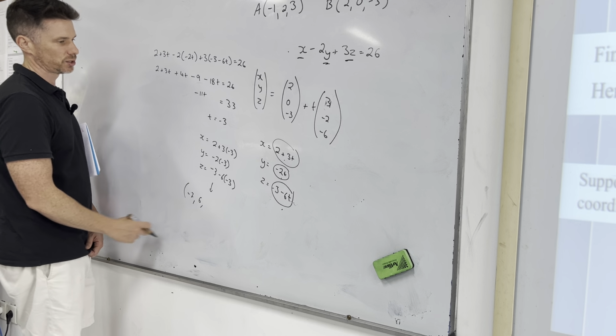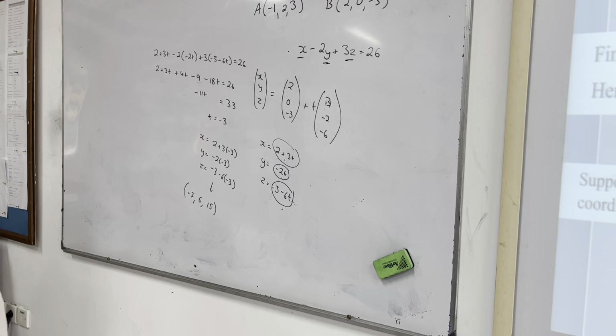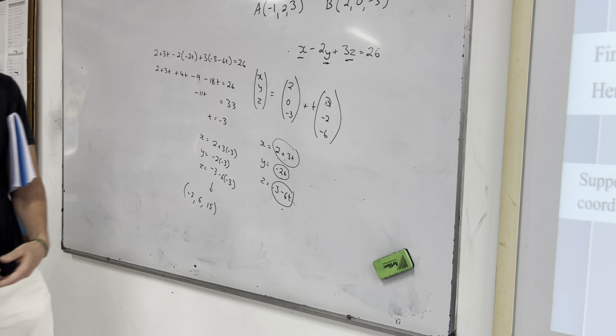Minus 7, 6, and 15. Yeah, I just had my 6 symbols flipped around. Unless it's parallel, right? Oh, yeah. Okay, of course. All right, let's do the second question.